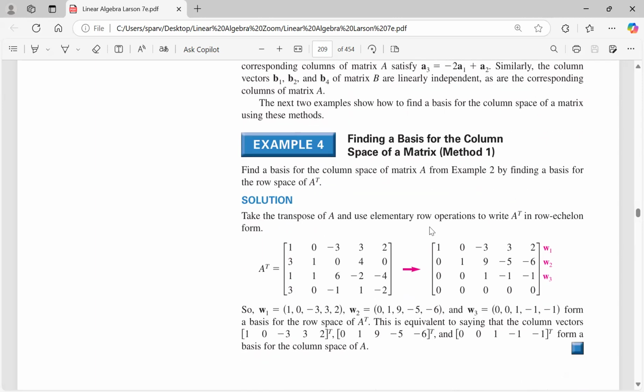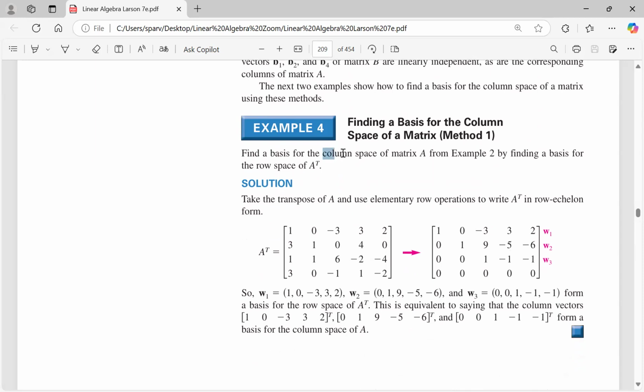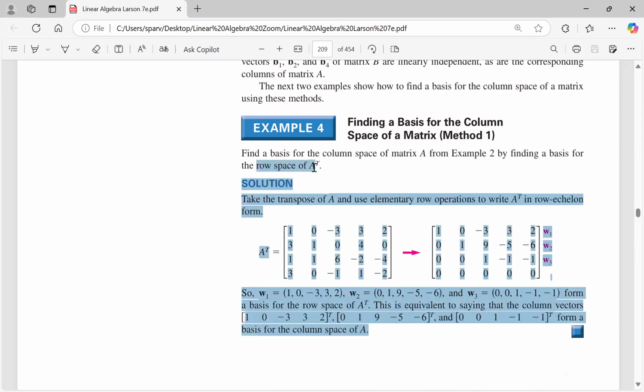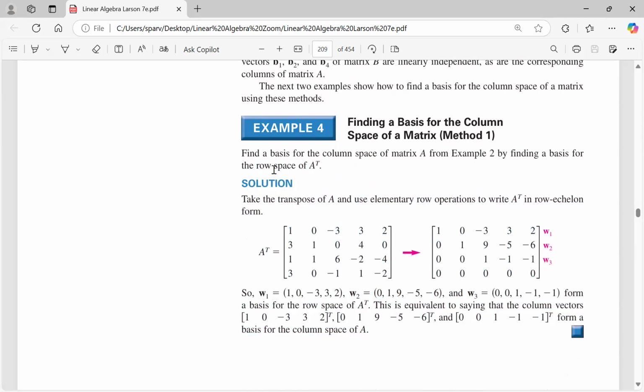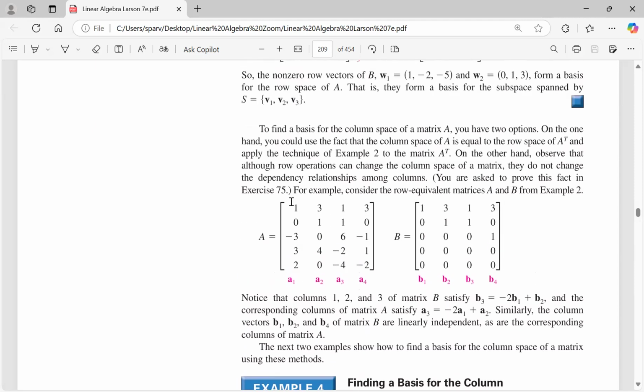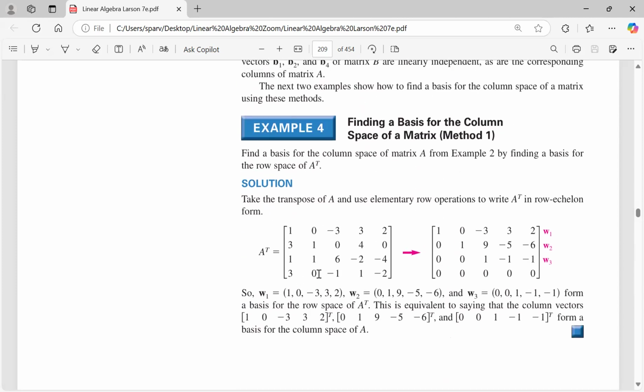So here he says find the basis for the column space. We haven't done that. So here's how you can do this. One way, method one. You can take the column space of A and find the basis for the row space of A transpose. And remember, for row space, all we got to do is just do row echelon form and look at the non-zero rows. So he does that. He transposes matrix A, which is a 5 by 4. Transpose would be a 4 by 5. And there is the transpose.